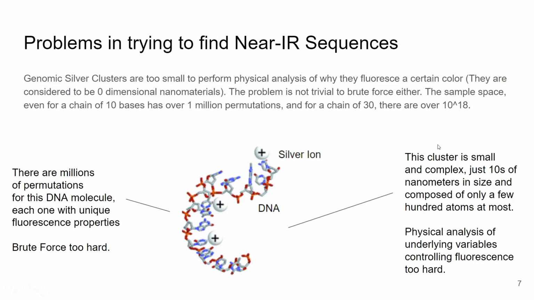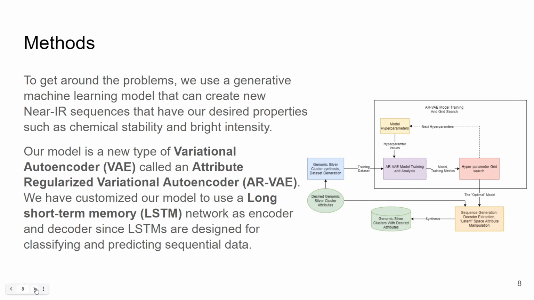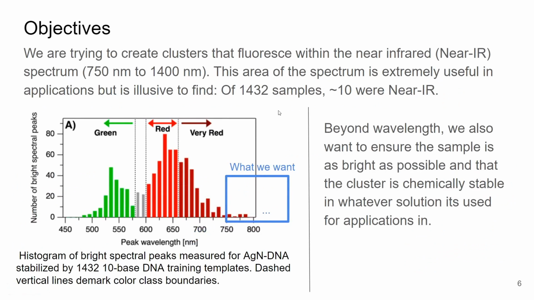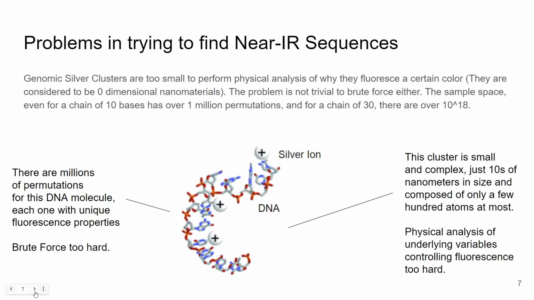So basically, this leaves us one option left. And that option is to use machine learning, which, again, is a statistical technique where we're learning from the data that we do have underlying properties that will help us figure out what we want. And in our case, we're trying to design for these features that we want. We want to be able to design for high brightness, high near infrared wavelength, and decent chemical stability, right?